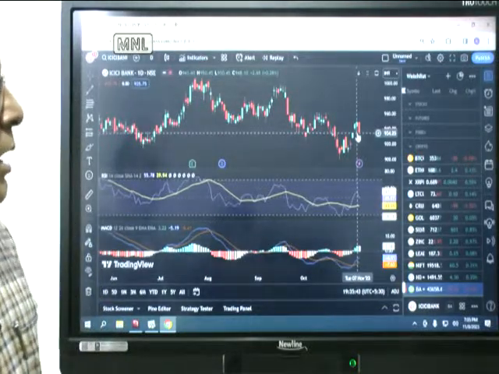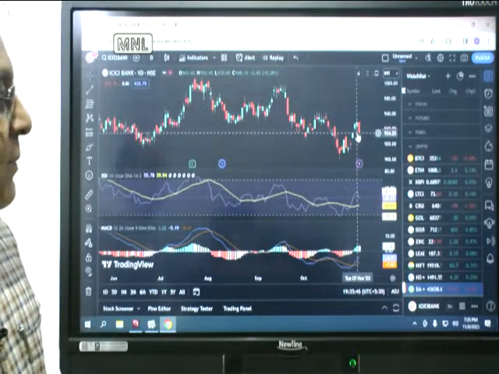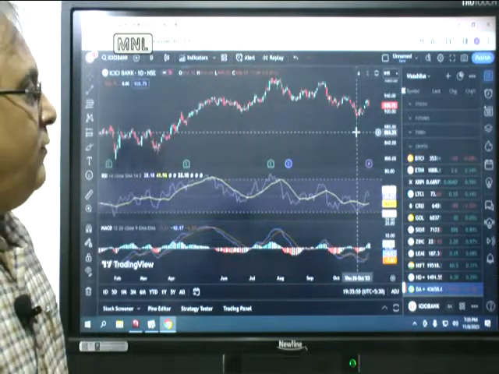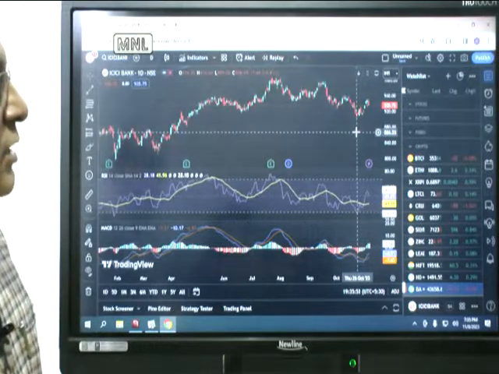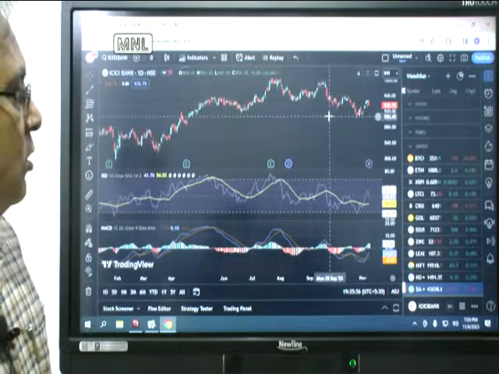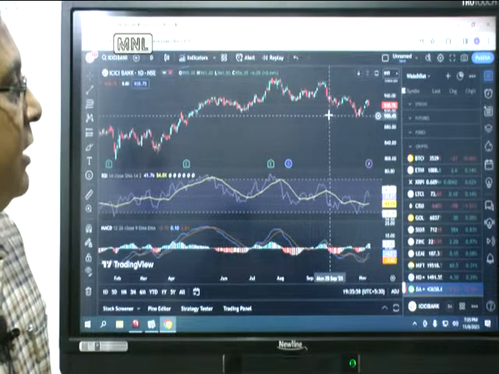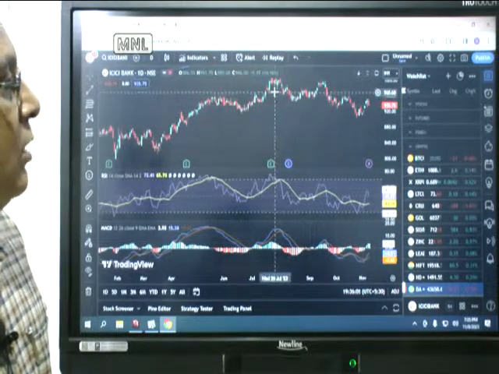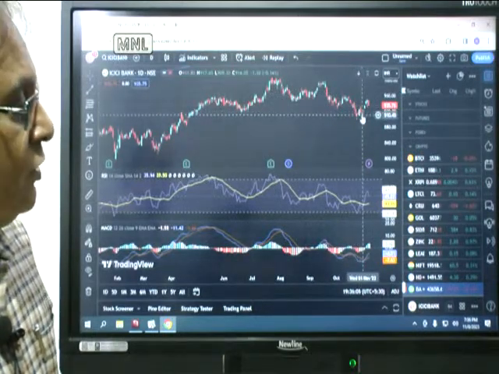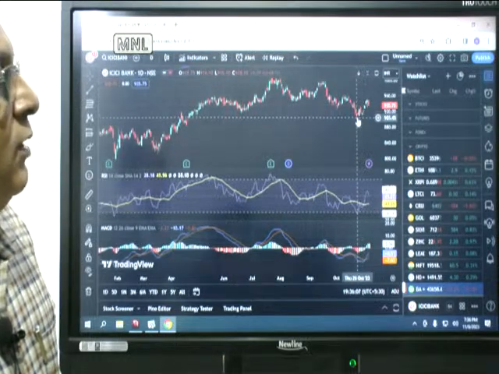On a daily basis, the stock is probably in a very big consolidation phase. For the last 5-6 months, it has neither moved up above 1000 nor fallen much below 910. So whenever the next dip happens, we have to be careful.